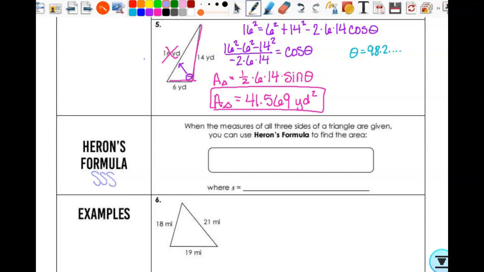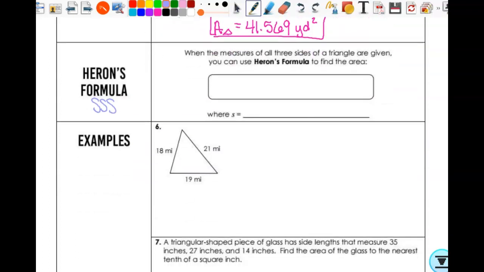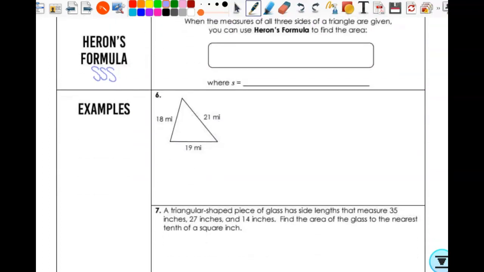Okay? So it says when the measures of all 3 sides of a triangle are given, you can use Heron's formula to find the area. So one thing that we have to use is we're going to have this little s here. Well, actually, let me give you the formula first. Area of the triangle is equal to, it's a big old square root of s times s minus a times s minus b times s minus c.